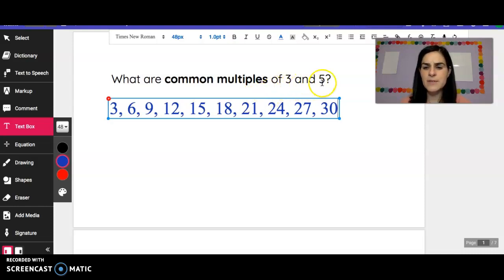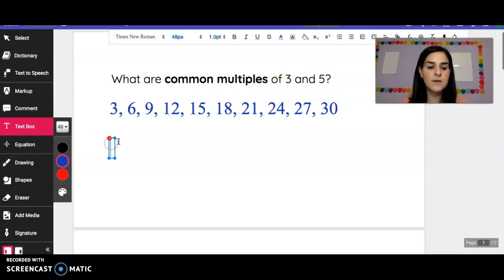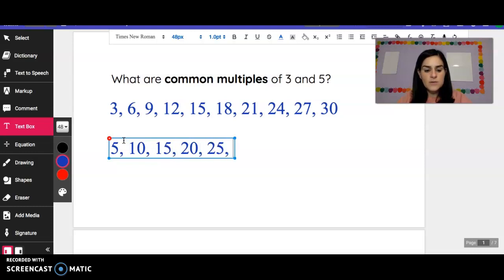I'm going to do the same thing with 5. I'm going to list the first 10 multiples of 5. So I'm just counting by 5s. 5, 10, 15, 20, 25, 30, 35, 40, 45, 50.